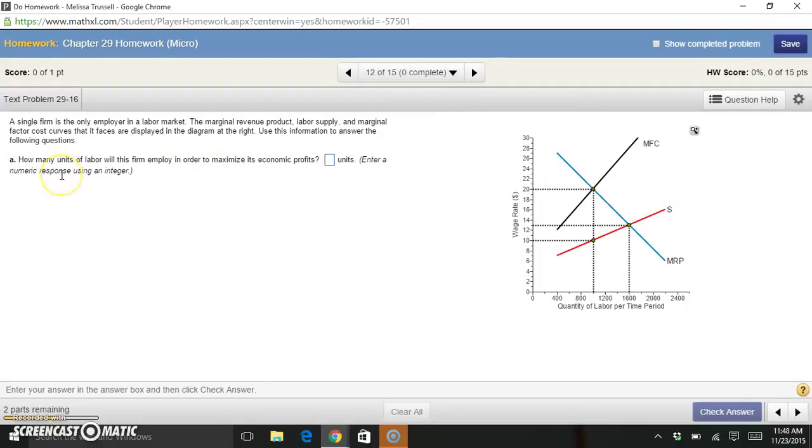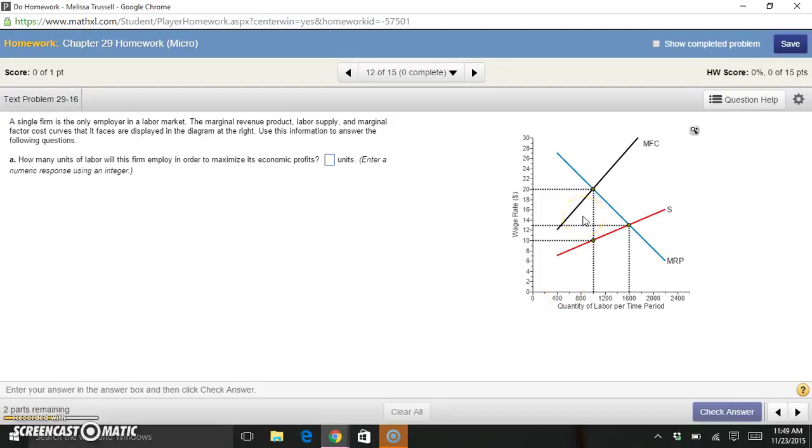So the first question is, how many units of labor will this firm employ in order to maximize its economic profits? Now remember that when we're talking about labor markets, we have to switch our perspective, because now the firms are the demanders, because they're demanding the workers, the laborers, and the regular people are now the suppliers, because they're supplying the labor. But other than that small switch of perspective, the labor market functions very similarly to the product markets we've been talking about previously.